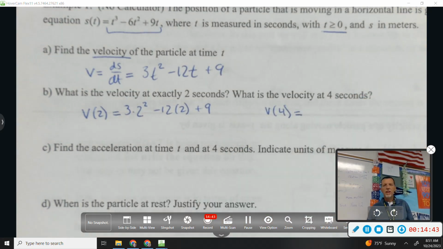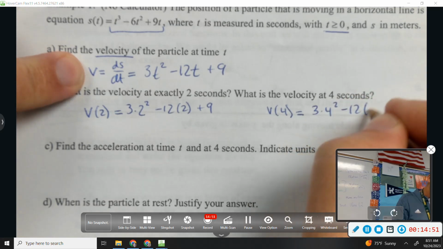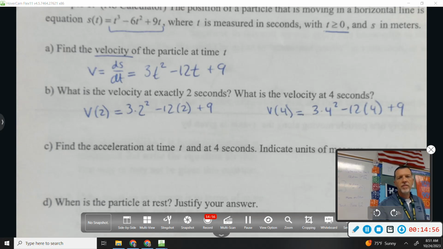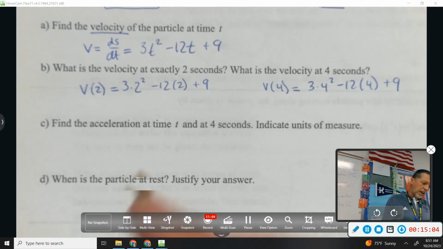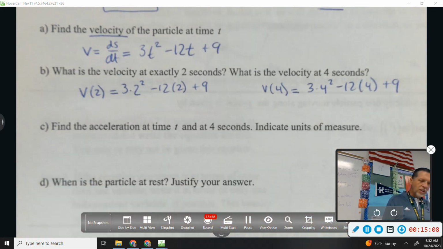And then velocity at 4, same thing. Make sure you go to the velocity equation and plug in t into the velocity equation. And safe stop, because I don't want to mess this up. Leave it alone. Find the acceleration at time t and at 4 seconds. So question C sort of combines A and B instead of doing them separate. Just find it and then plug in 4.